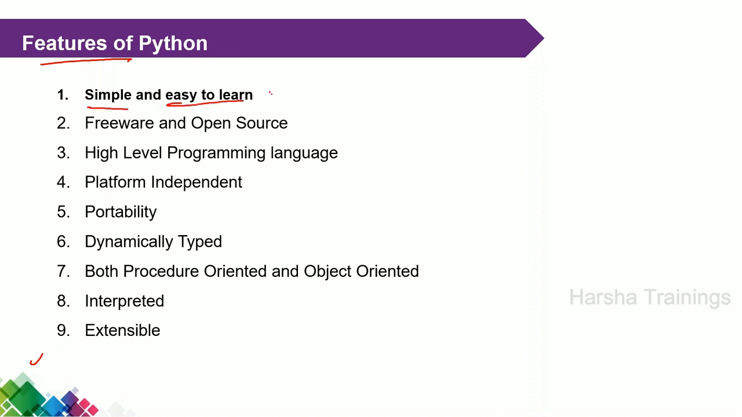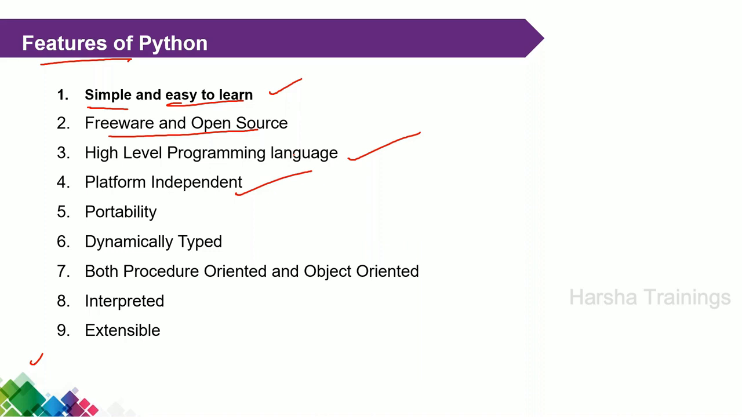Simple and easy to learn. This statement is very simple: compared to all the languages, Python is a very easy language. Why? It has a very limited number of syntaxes and a limited number of programs, and it is very simple. Freeware and open source means it is available freely on the internet, so anyone can download it free of cost. We already discussed high-level programming language and platform independent. I think you know the meaning of platform independent.